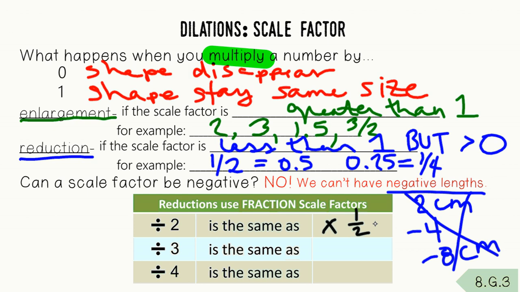So my scale factor, if I wanted my shape to be divided by 2, half as large, I would multiply by 1/2. And so the same thing is true for dividing by 3. Dividing by 3 is the same thing as multiplying by 1/3. And dividing by 4 is the same thing as multiplying by 1/4.